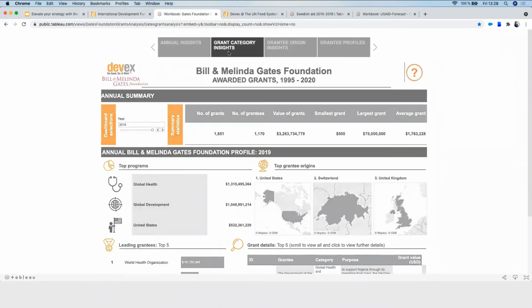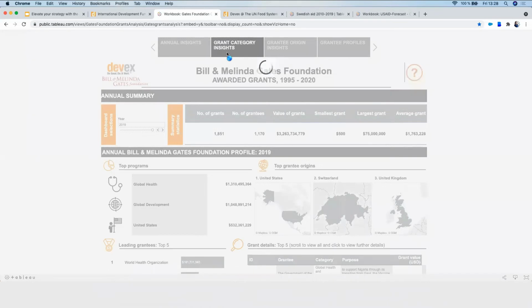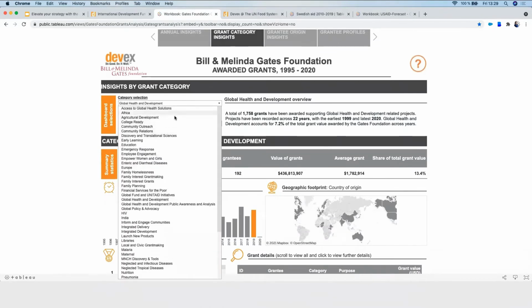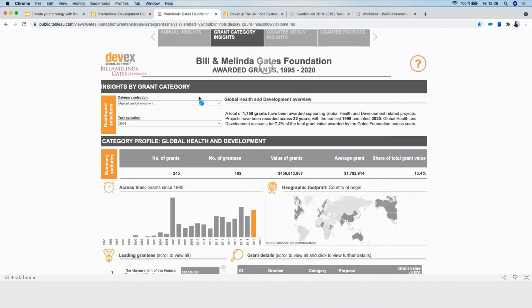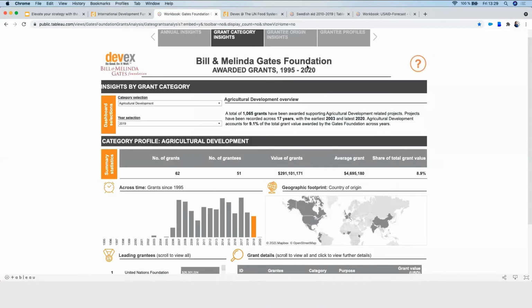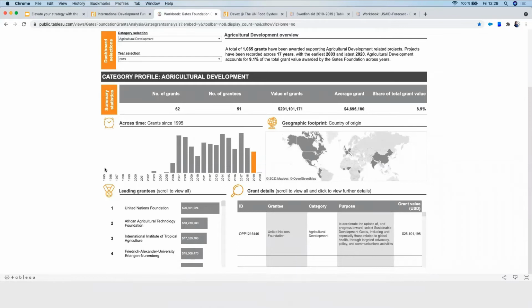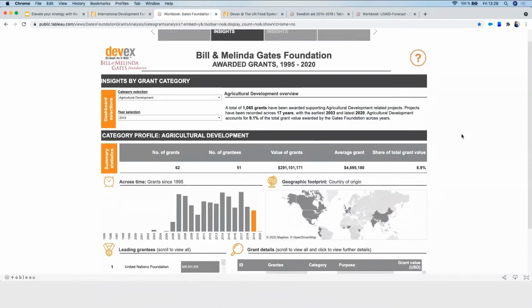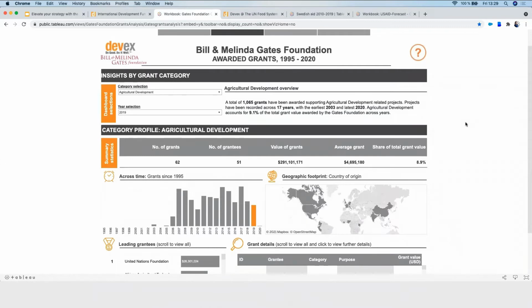But what we can do is switch over to the grant category insights, which is where we can actually select agricultural development in this case, to find out what the foundation's grantees and the number of grants have been for the years that we're interested in. You can see the evolution over time. So the foundation did not start by working in agricultural development, but started doing so around 2003, 2004, and it's been growing ever since. So there's been a total of 1,065 grants across 17 years, with the earliest, again, 2003, and the latest in 2020. And agricultural development does account for 9.1% of the total grant value awarded by the foundation across the years.